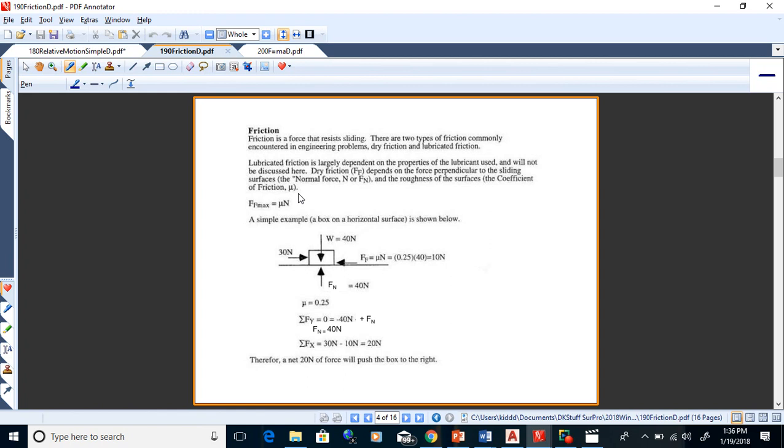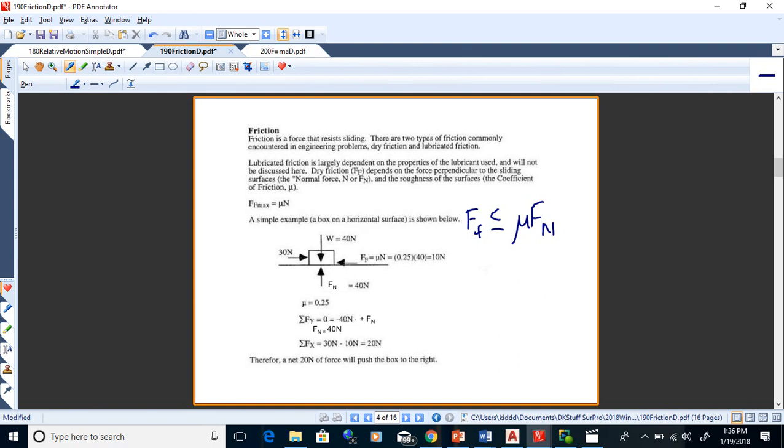Now, what dry friction depends on is what's called the normal force on the object, which is the force that pushes the two objects together. So the bigger the normal force, the higher the friction will be. So the force of friction is often said to be equal to, but in truth it's less than or equal to, a coefficient of friction, called mu, times that normal force. Okay.